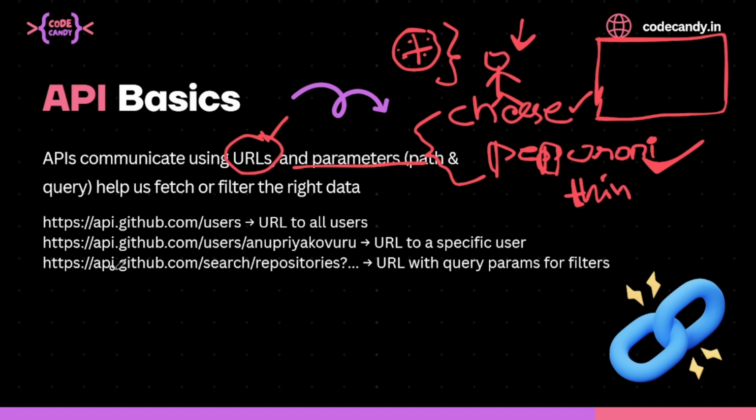So here I am telling API github.com users, which this URL calls all the users from GitHub. So this entire line is called URL. But in that URL, I am specifically calling the username called Anupriya Kouru. When I am telling the exact specification in the URL after the slash, it is called path parameters.